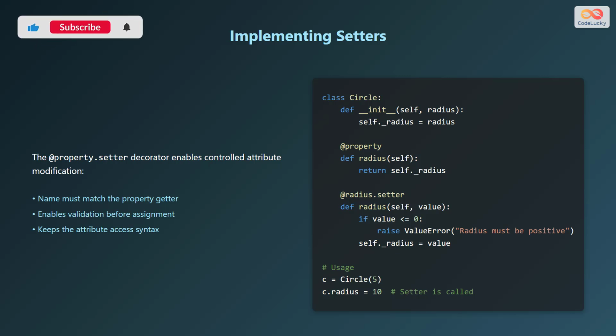Let us consider the example of the Circle class again. A setter method called radius is defined. Before assigning a value to the radius, a check is performed. If the value is less than or equal to 0, then a ValueError is raised. Otherwise, the value is assigned to the _radius attribute. This allows us to validate the value before assignment.